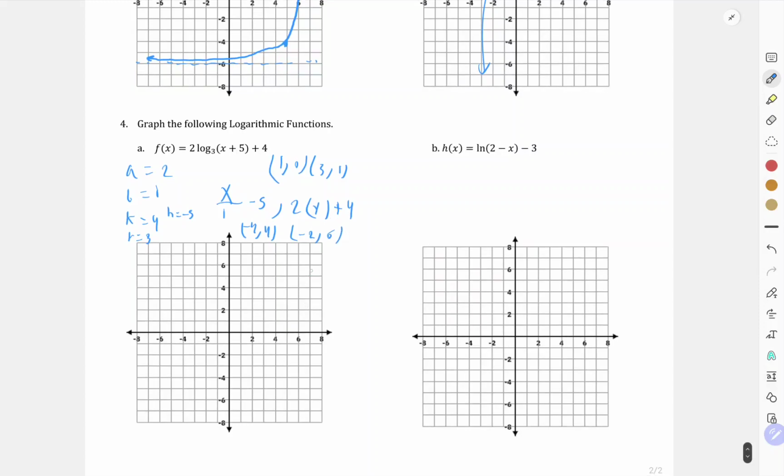Alright, let's go ahead and graph this. Our asymptote for this is VA, and our VA is represented by the H. So VA equals H, so our VA equals negative 5. And our negative 5 is going to be here, like this vertical asymptote on X values. Now, negative 4 and 4, and then we have negative 2 and 6. There we go. This is our graph.